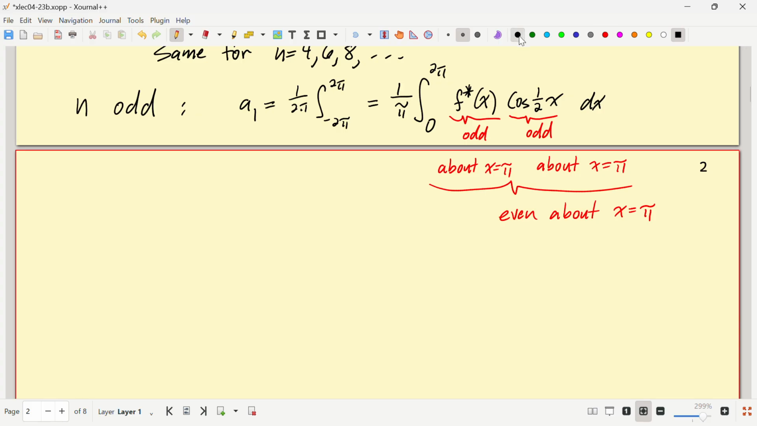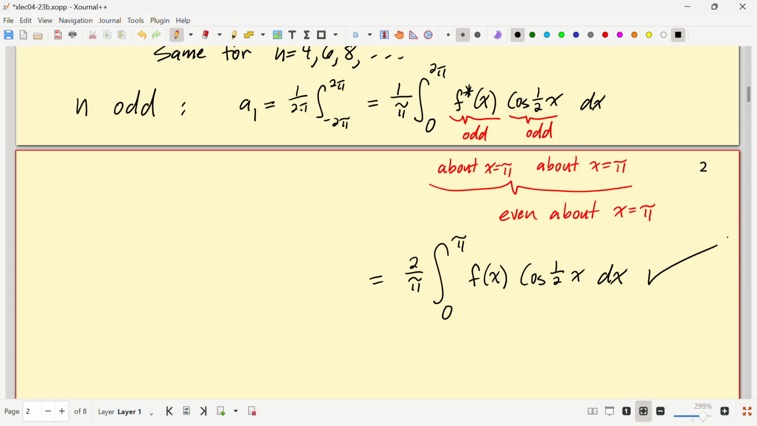Okay, and therefore this is going to be 2 times the integral of half from 0 to pi. And from 0 to pi, f star is the same as f. And here I get cosine x over 1/2 x dx. And that's the formula I was hoping for. So the coefficients in that Fourier series are exactly the ones I needed to analyze my sum of cosine half terms. Okay?